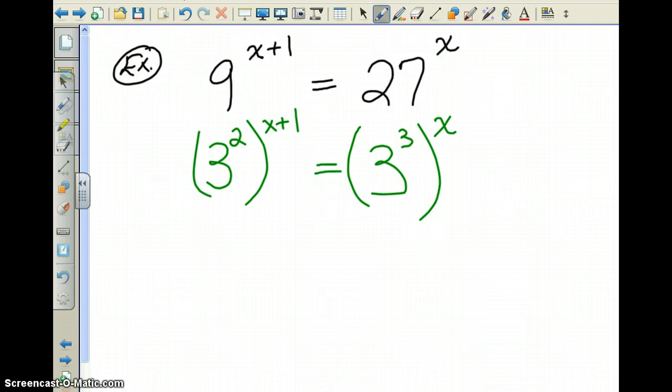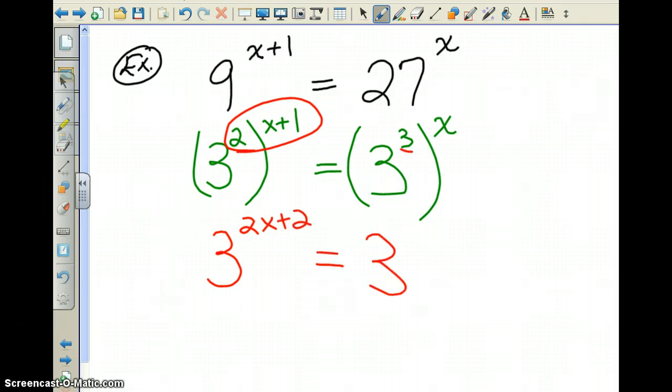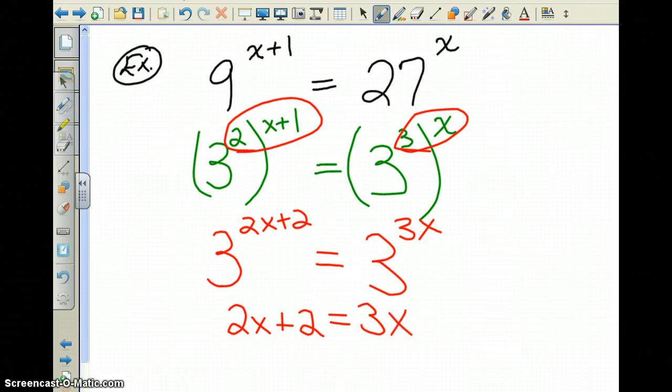And now we're ready to do our power-to-power law. 3 to the 2x plus 2 will equal 3 to the 3x. Bases are both 3's, so I'm just going to ignore those and work with my equation from the exponents. 2x plus 2 equals 3x. And subtracting 2x to the other side tells me x is equal to 2.